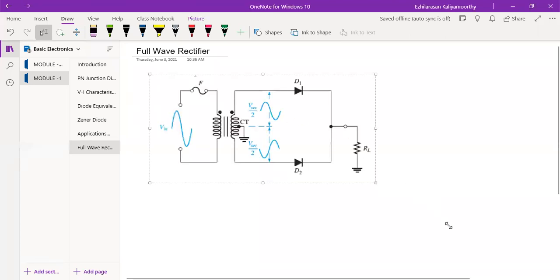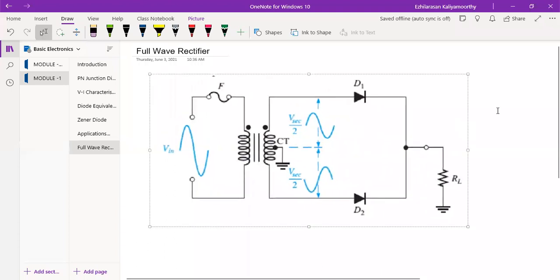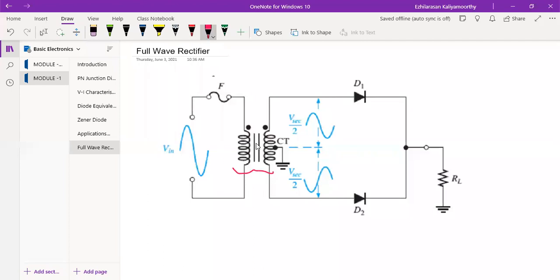See here, this is the full wave rectifier. Compared to a half wave rectifier, this is your center tap transformer. Two diodes are connected, diode 1 and diode 2, both in the same direction. The input signal is 220 volt, 50 hertz.